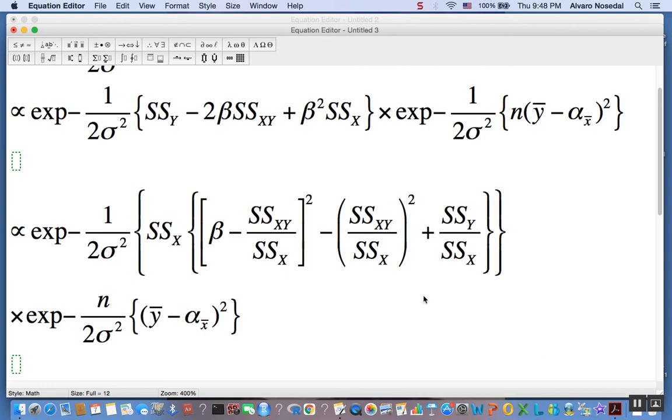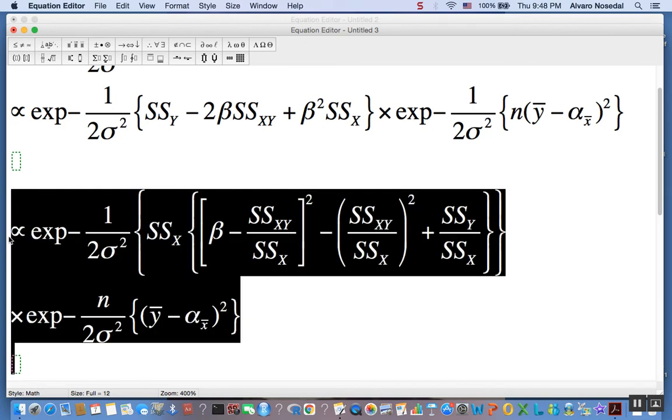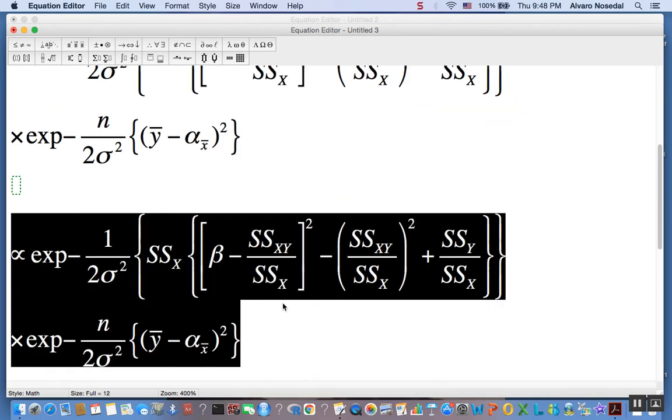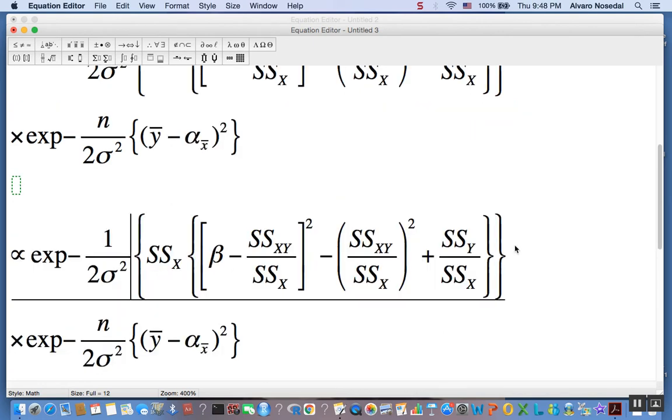Okay. So what we're going to be doing next is these terms, right? That would be the same as the product of the following two exponentials. So we would have this.